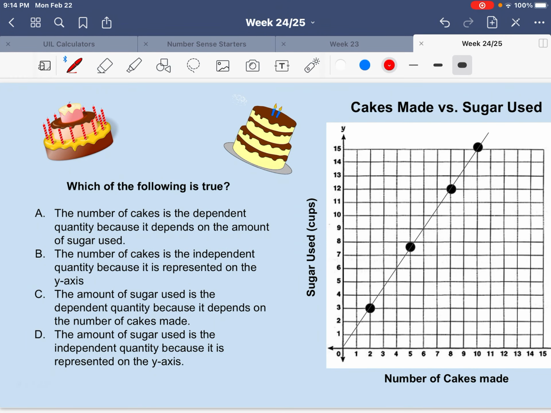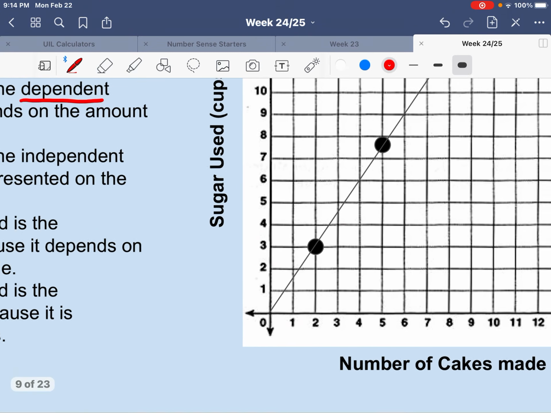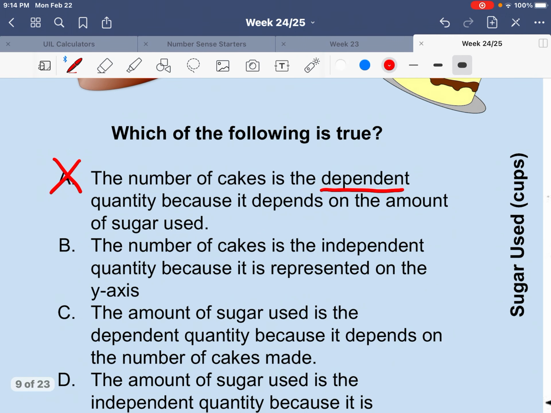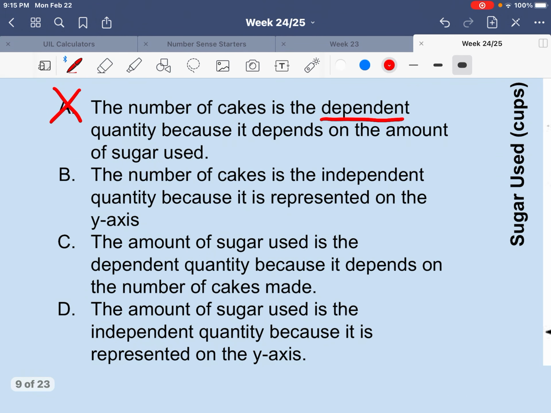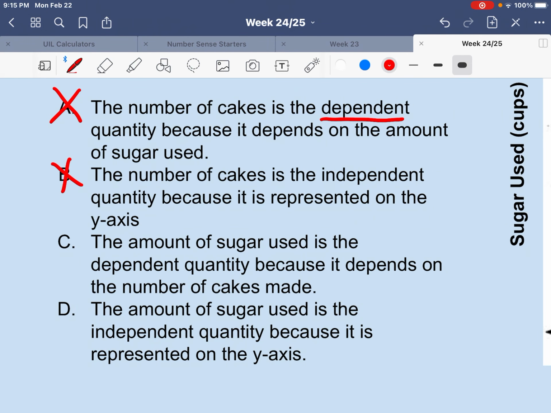Let's look at these next few questions about the same graph. Which of the following is true? A, the number of cakes is the dependent quantity because it depends on the amount of sugar used. No, that is not true because the number of cakes is on the x-axis. So that makes it the independent quantity. Let's look at B. The number of cakes is the independent quantity because it is represented on the y-axis. No, sugar is represented on the y-axis.